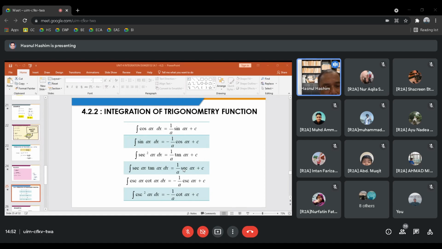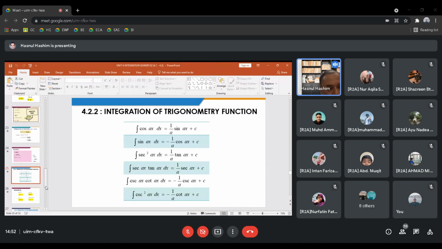So in this one you need to memorize. If not, it's okay. It's sometimes given in the test, so you don't need to memorize it. Okay, but if you know how to get it, it's just simple lah.